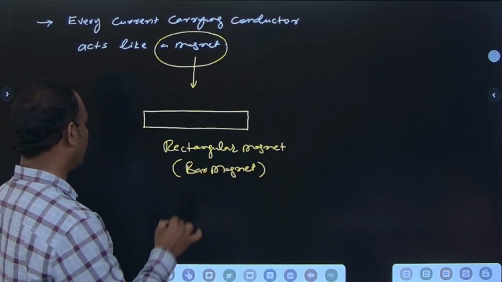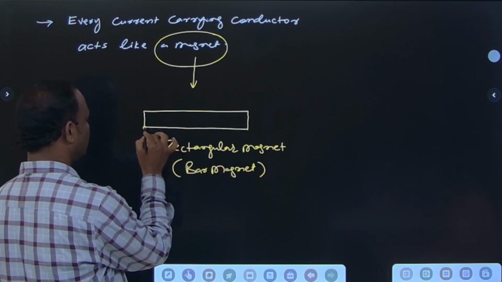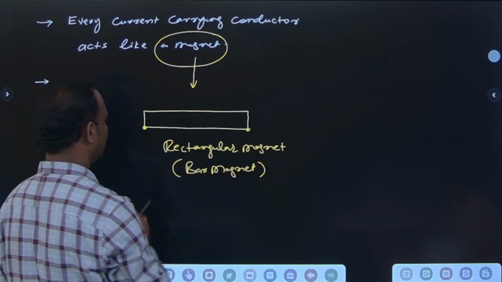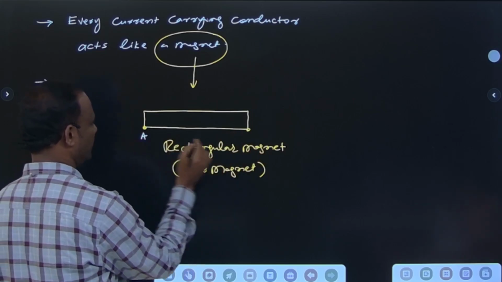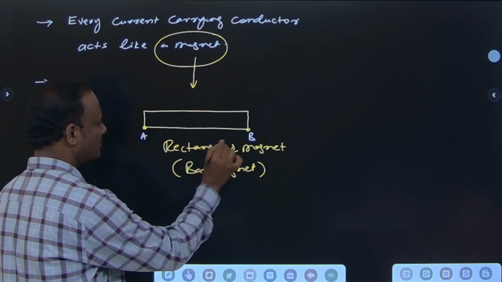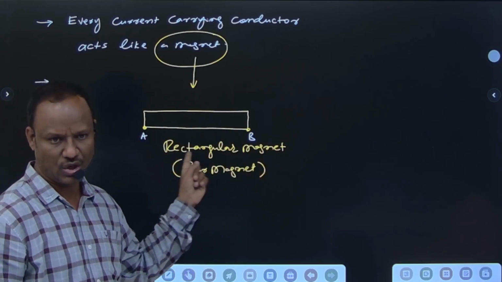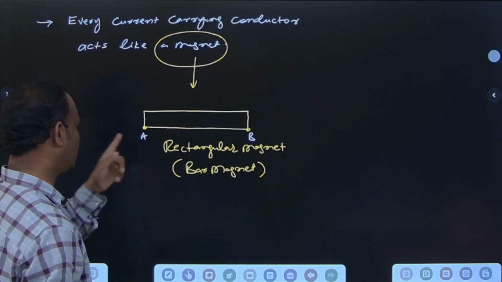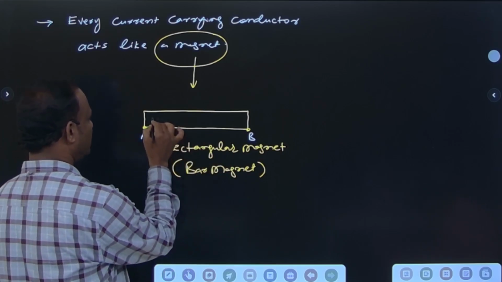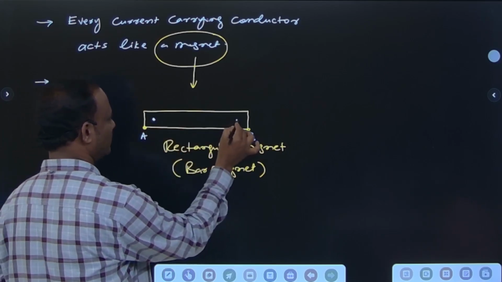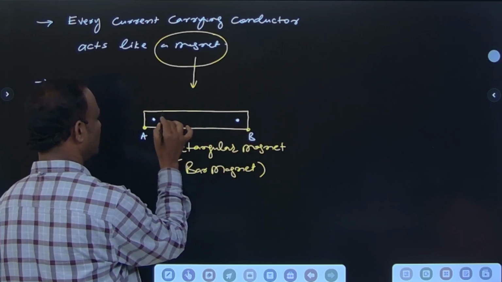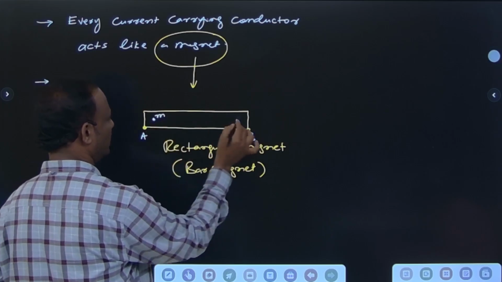In the bar magnet, this length from here to here, which are the lengths? A and B is called the geometrical length. So this length is AB. And its pole strength, this is called pole strength, denoted by small letter m.